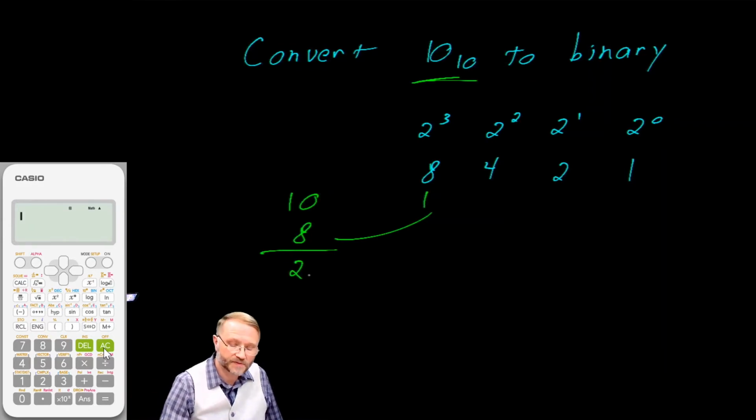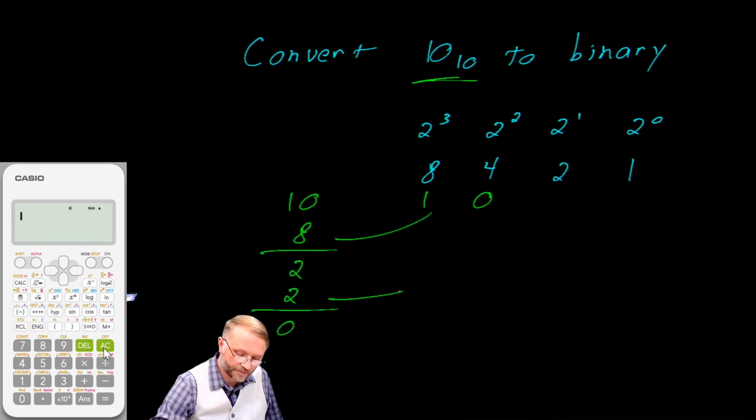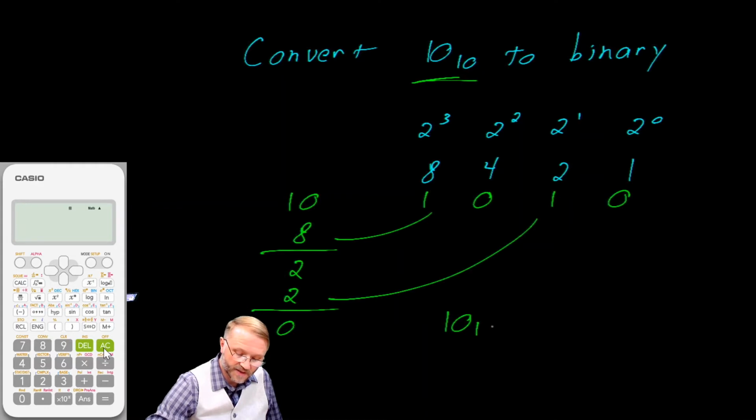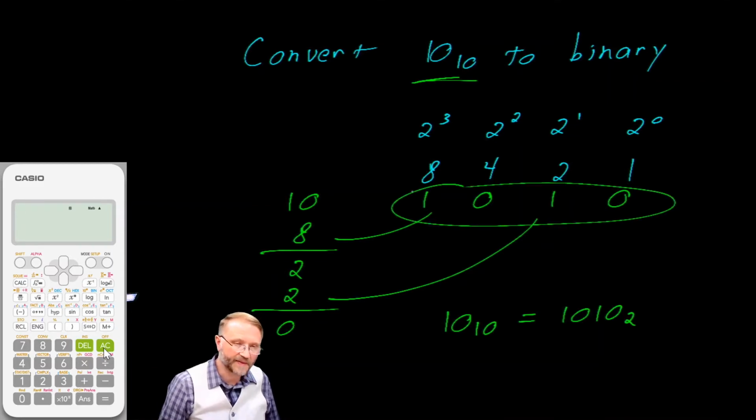How many times does 4, which is the next number, go into that? The answer is it doesn't. So that's 0. How many times does 2 go into this? 2 goes in once with a remainder of 0. So we put a 1 there. And then how many times does 1 go into 0? The answer is it doesn't. And that's it. We can say that 10 base 10 is equal to 1010 base 2. Right, we just take that number right there as it exists. I believe your textbook author calls this the addition method.